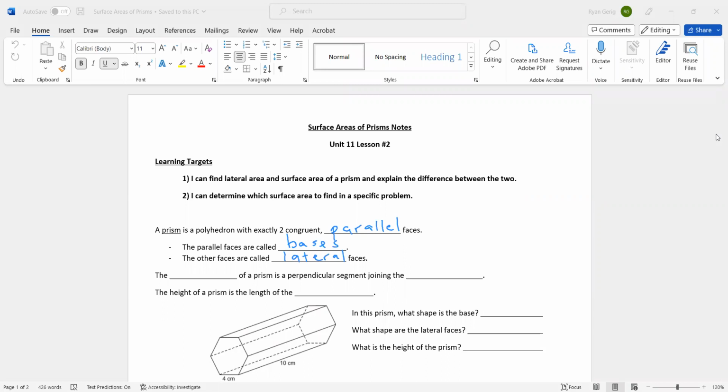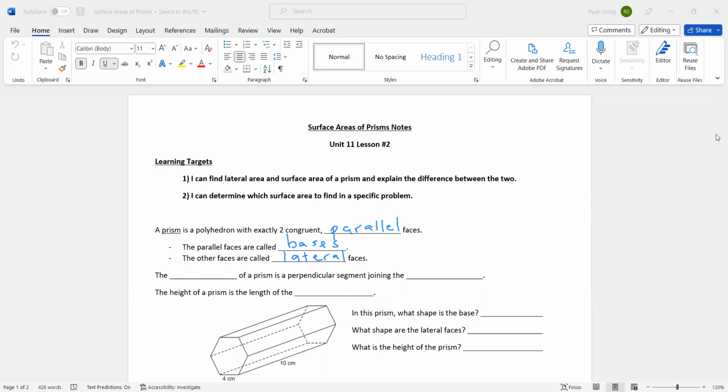Okay. So the parallel faces are the bases. So you can kind of see the picture down below. The two faces that are parallel to each other are the two hexagons. Okay. They're not on the bottom. They're in the front and the back. The lateral faces are all the rectangles that connect them. Okay, so I'm going to get to that again in a little bit, but I just wanted to make sure you see those words in use.